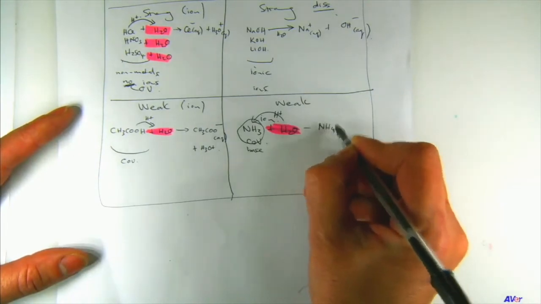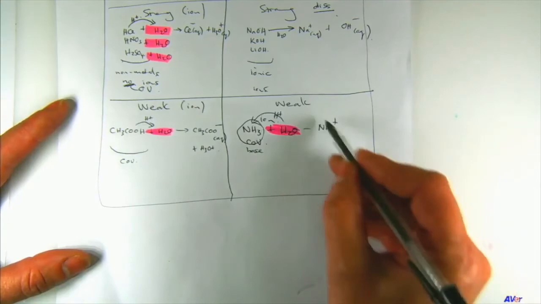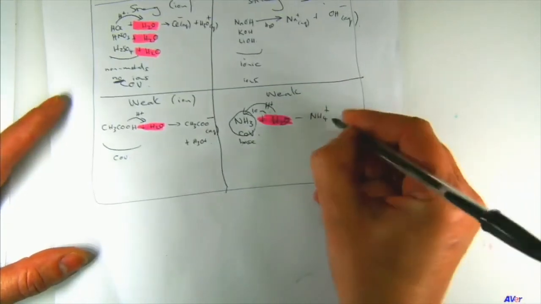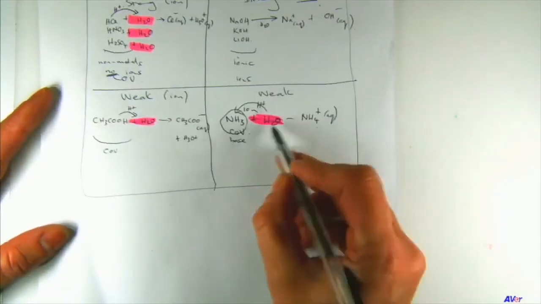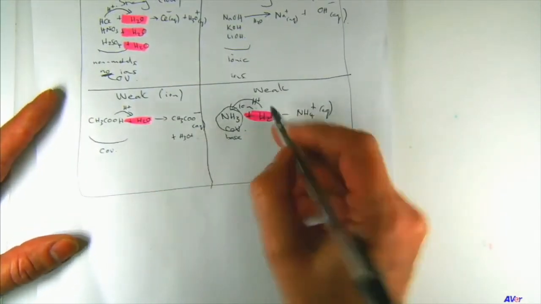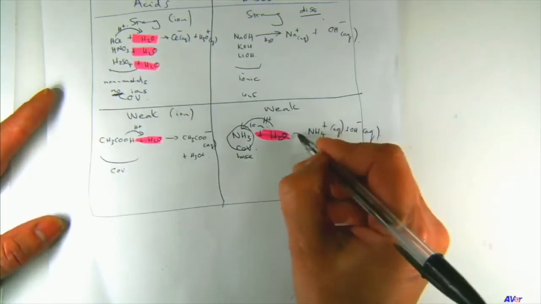NH4 plus. Remember, we receive an H plus. So there's another H, making it 4, and the charge is plus, right, in solution. And what happens to the water? There's an H plus removed. So that will end up as OH minus. Right. So we've got our equations.